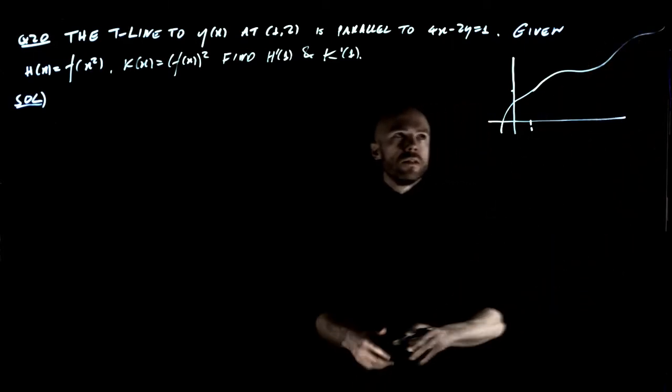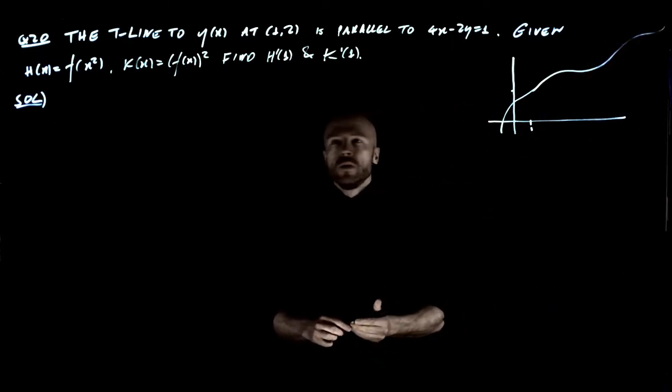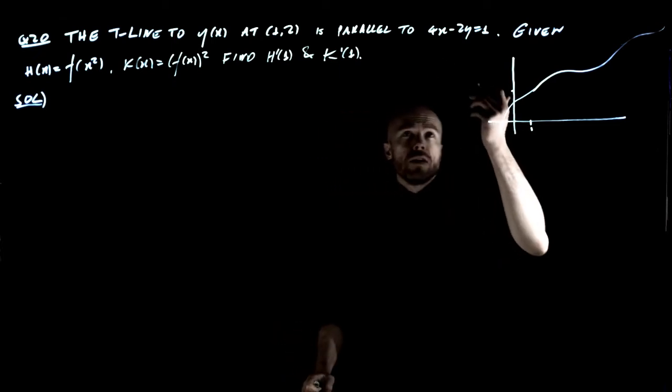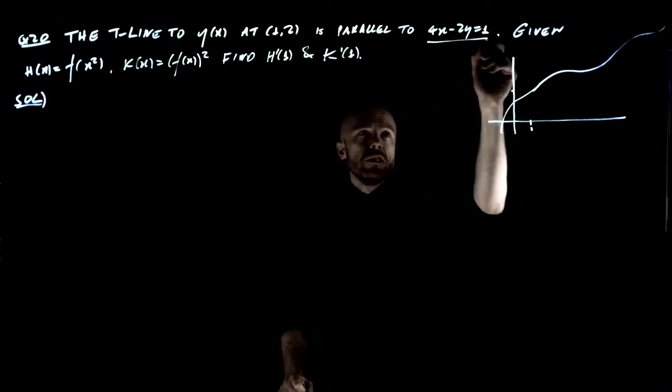Whatever it is, something like this. And what do we know? We know that its tangent line is parallel to some specific line, which is given by this thing. So let's figure out what this line looks like.